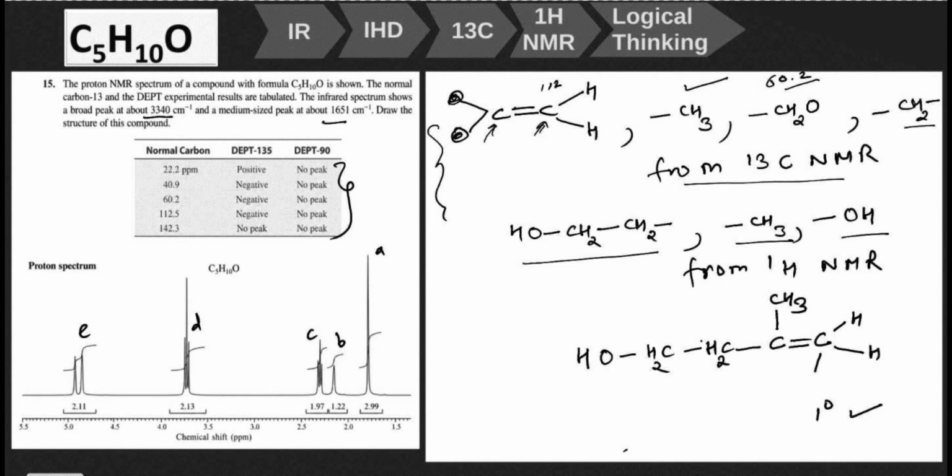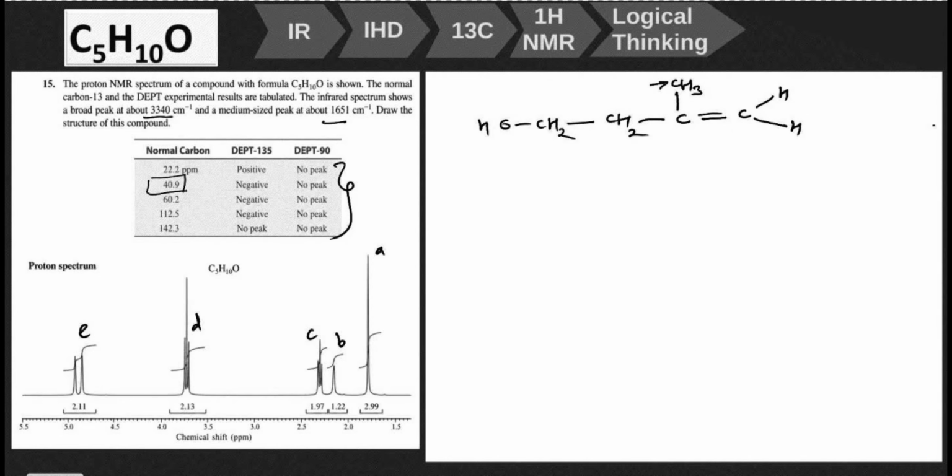So this one will be around 112 ppm, right? And this is quaternary, so it is 142 ppm. This one will be CH2, which is 40.9 ppm, and this is attached to the oxygen, so it will be 60.2 ppm. So it is fully consistent with the carbon NMR, and this methyl will be 22.2 ppm. Okay, now it is fully consistent with the 13C NMR data. Now let's look at 1H NMR. If it is the correct structure, then it should be fully consistent with the 1H NMR as well, right?